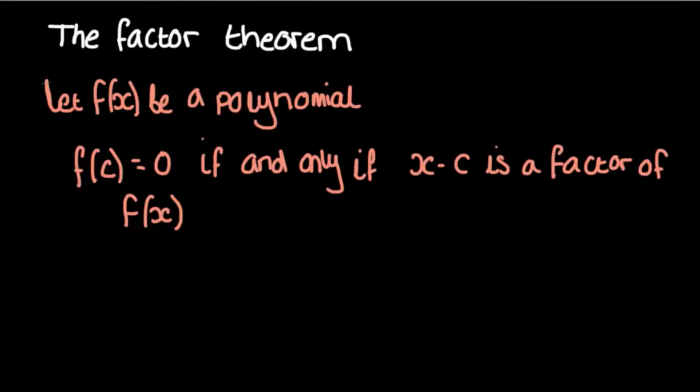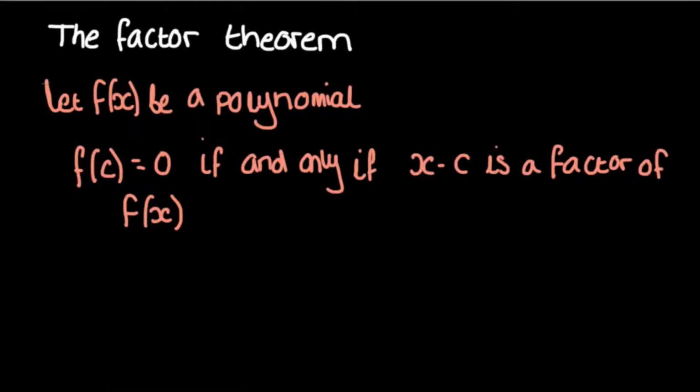So what it's saying is, let's say we have a polynomial f of x. Let's say we substitute a number into it, c. If it turns out when we substitute the number c into our polynomial, it ends up being 0, then x minus c is a factor of f of x. And it also works the other way, which is what the if and only if stands for. So if x minus c is a factor of f of x, then if we plug in that value of c into f of x, that will be 0.